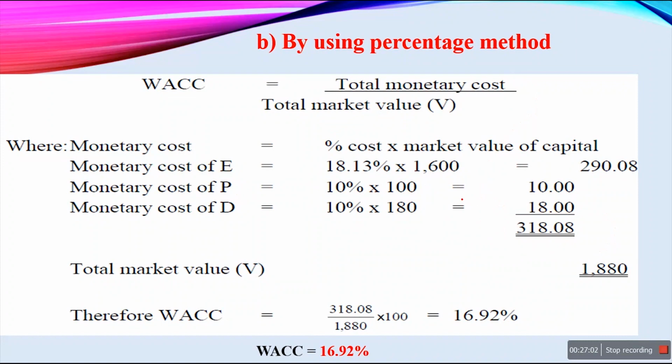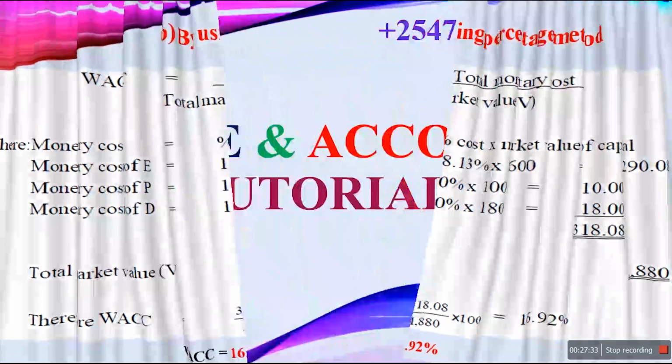To obtain our weighted average cost of capital, you take the total monetary cost, you divide that by the total market value, which will give us 16.92. That is after multiplying by 100 to make it a percentage. So as you can see, from both formulas, we are getting the same solution. So you can simply apply the two to get the weighted average cost of capital. So that is how you get the weighted average cost of capital.